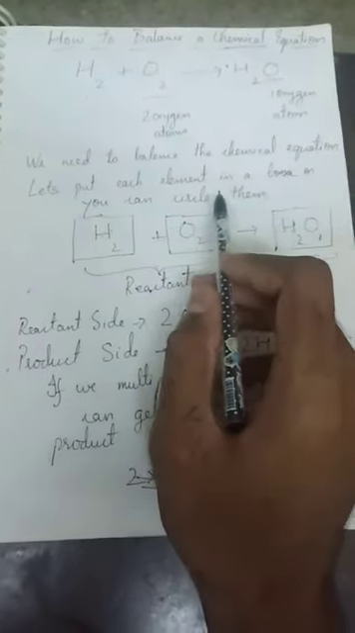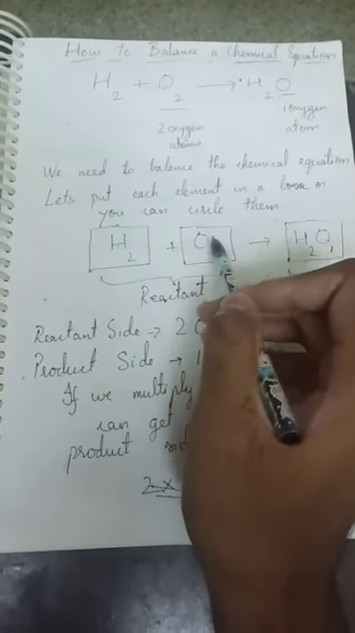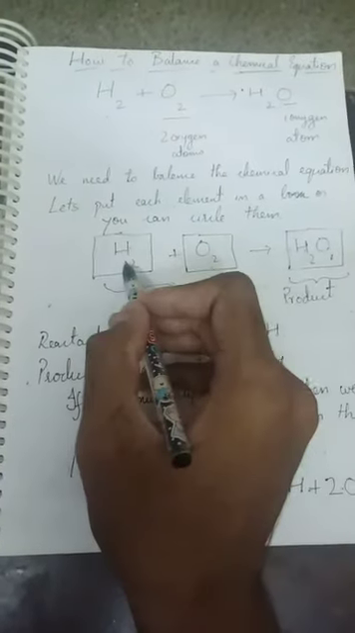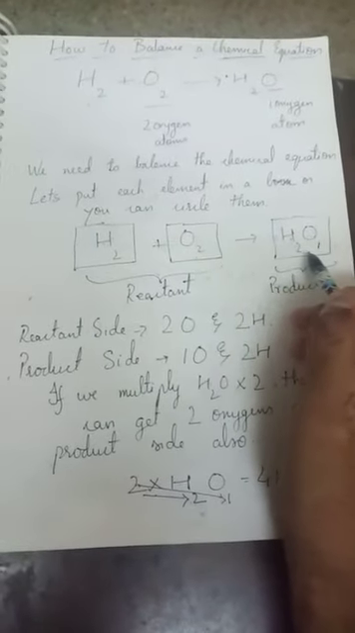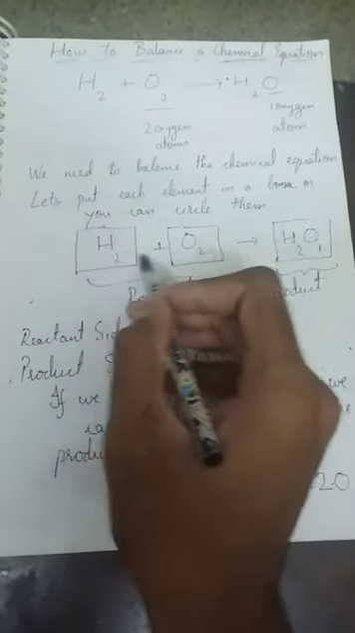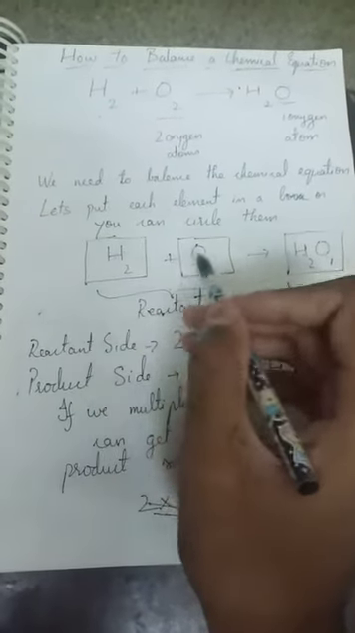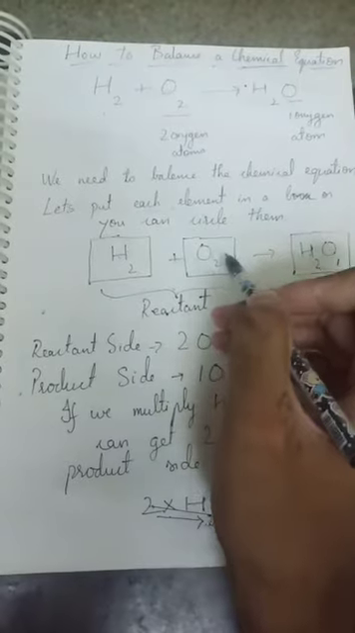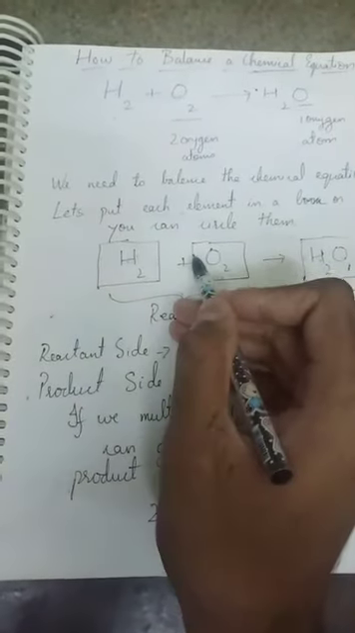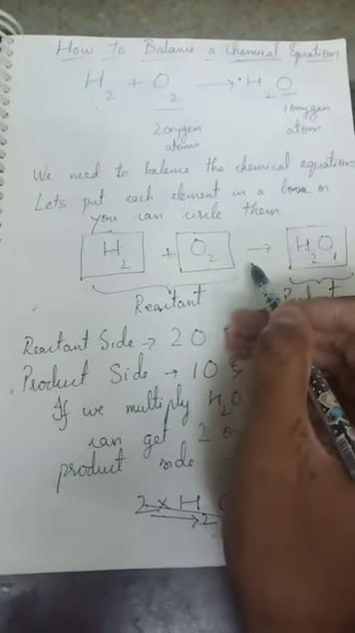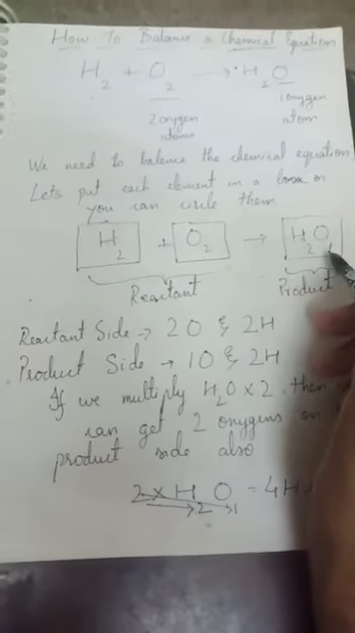In order to balance the chemical equation, first let us put each element in a box, or you can just circle them. H2 is an element, O2 is an element, and H2O together is a product called water. So H2 plus O2 gives rise to H2O. H2 is a reactant and O2 is a reactant. The things which are present on the left side of the arrow are reactants. They give rise to the product which is on the right side of the arrow. Here water is the product.